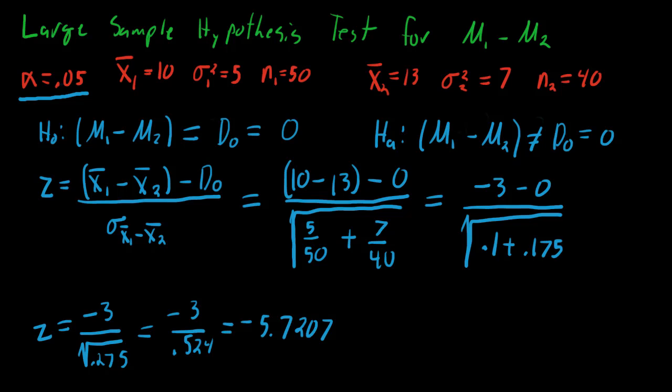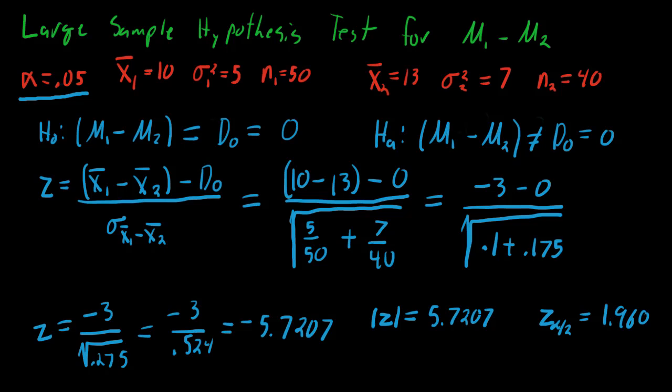Now to actually test our hypothesis, we're going to need to compare our z value. So we plug in the absolute value of z, which is equal to the absolute value of negative 5.7207, so 5.7207. And then we're going to compare that to our z sub alpha over 2. So we have z of alpha over 2, which is equal to 1.960, because our alpha is 0.05 again, so we have 1.960.